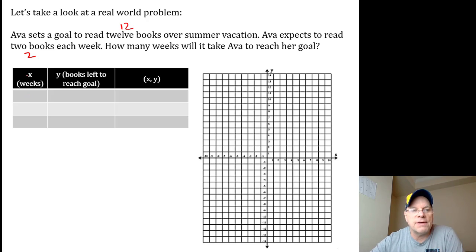If I define my input, my independent variable, as the number of weeks that Ava is reading, and my output variable, my dependent variable, as the number of books left to reach her goal, the number of books she still needs to read to reach her goal, then I can graph this situation. So let's just pick a number, 1 week. She's been reading the books for 1 week. She reads 2 books each week. She started with 12 books, so after 1 week, she will have 10 books left to reach her goal.